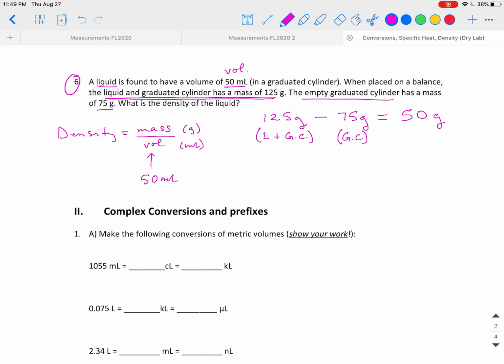All right. So now I'm going to plug this number in for my mass. So I'm going to bring the density equation down here. So density equals, I'm going to plug my mass in on top, 50 grams. That's the mass of the liquid divided by 50 milliliters. And you get a nice whole number, 1.0 grams per mL. That's the density of our liquid, and that is our answer.